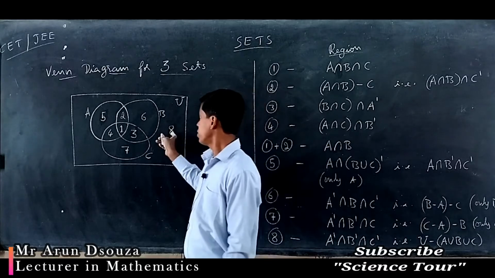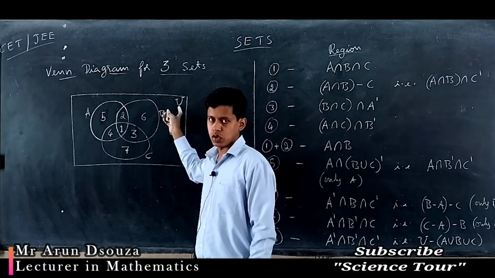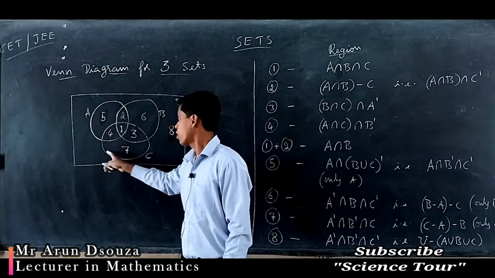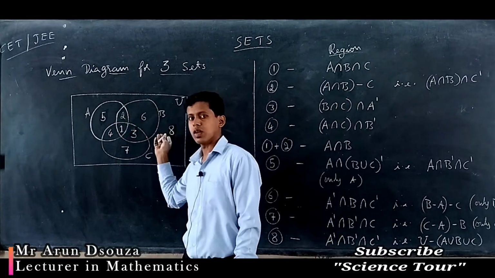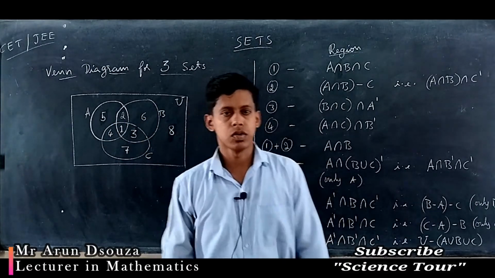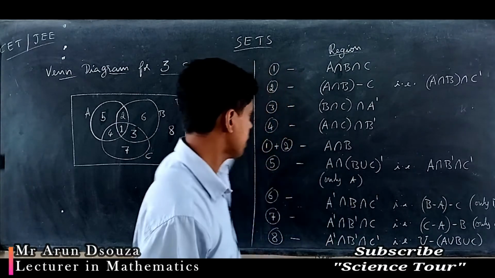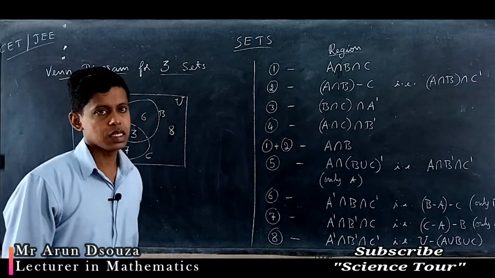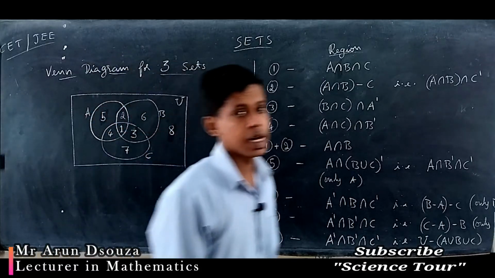So there are some elements in the region, in the universal set, which are not found inside these. So those will be none of A, B, C. Okay, so that is about this Venn diagram and the regions they represent. Now let us solve a question regarding this.